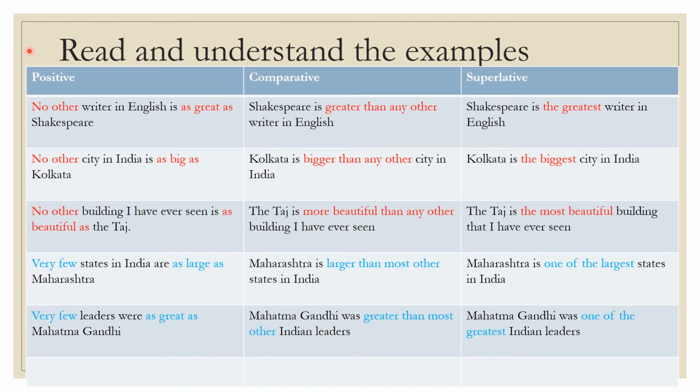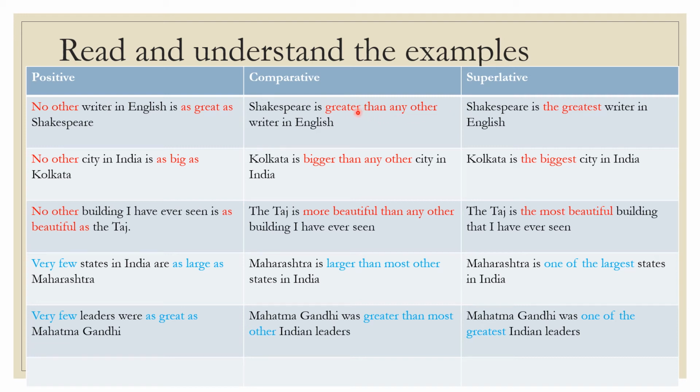Interchange of the degrees of comparison. So you have to interchange the sentence from one degree of comparison to another degree of comparison without changing the meaning of the sentence. Let's read and understand these examples. In the superlative degree, the sentence is Shakespeare is the greatest writer in English. See, children, the greatest is highlighted. So when in the superlative it is the EST, how do we change it into the comparative and the positive degree? So in the comparative, it will become greater than any other.